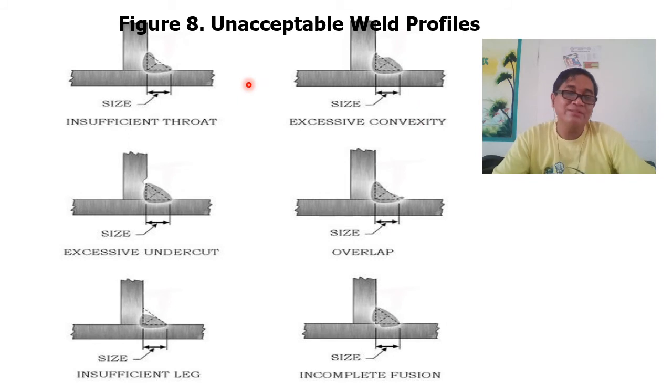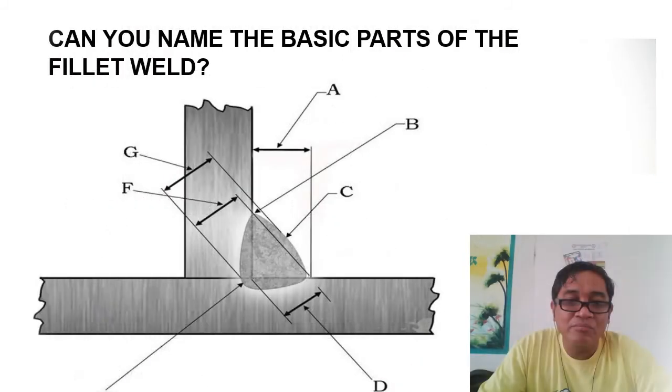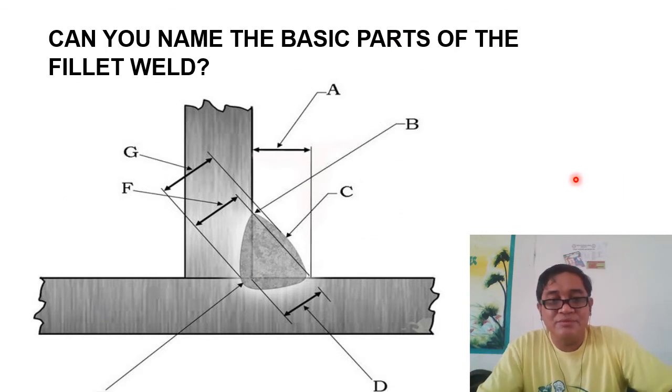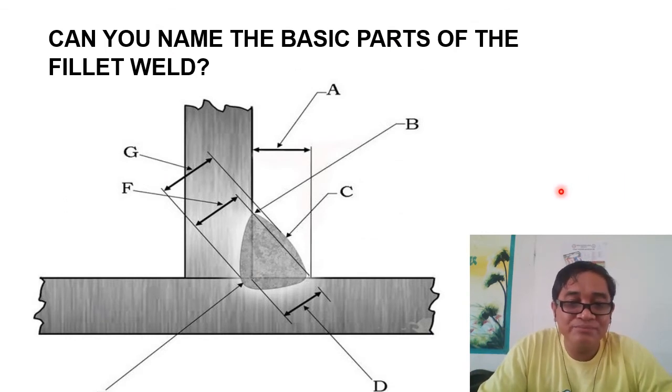Proceed. So we have here the summary of those unacceptable weld profiles: insufficient throat, excessive convexity, excessive undercut, overlap, insufficient leg, and incomplete fusion. So can you still name the parts of the fillet weld? So in this part here, the weld root, this part is the throat, the convexity, the face, and we have here the toe, and we have here the weld leg.